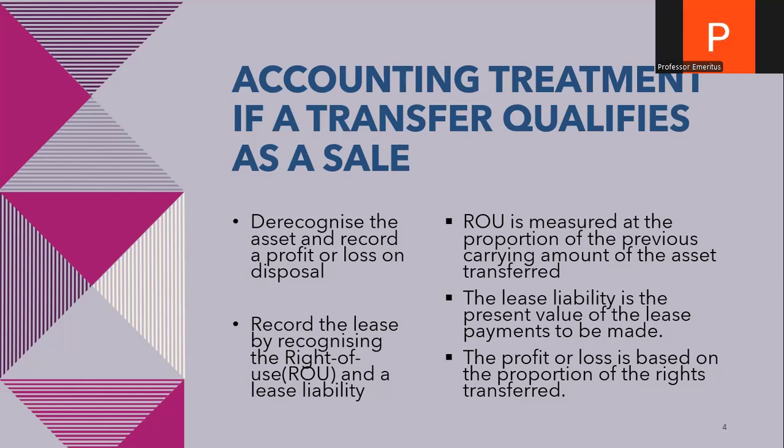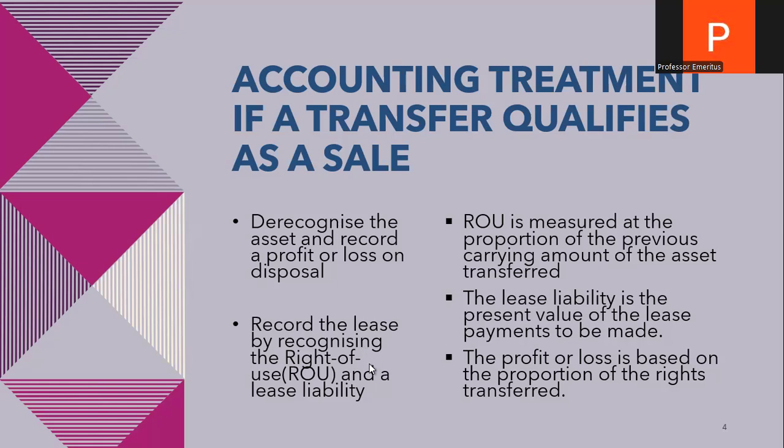If the transfer of an asset from the seller lessee to a buyer lessor qualifies as a sale, the first two steps that you take are: number one, de-recognize the assets from your own books, this is from the books of the seller lessee, and record a profit or loss on disposal. Then number two, you record the lease liability by recognizing the right of use and the liability associated with this lease.